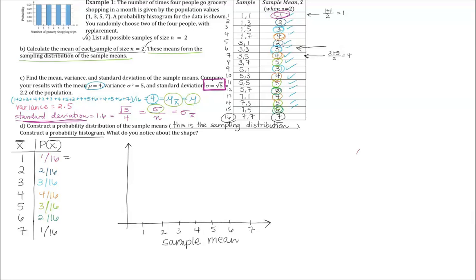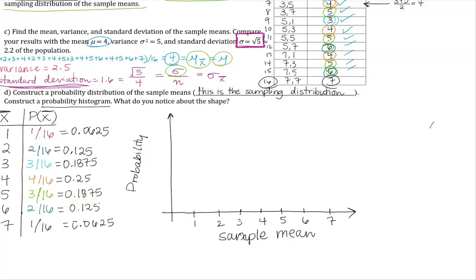On the vertical axis, I'm going to be graphing, well, what is the probability that your mean was 1? What is the probability that your mean was 2? So on and so forth. So 1 out of 16 is about 0.0625. 2 out of 16 is about 0.125. And I'm going to go ahead and fill out the rest of those, and then we're going to go graph it. So we have our probabilities filled out.